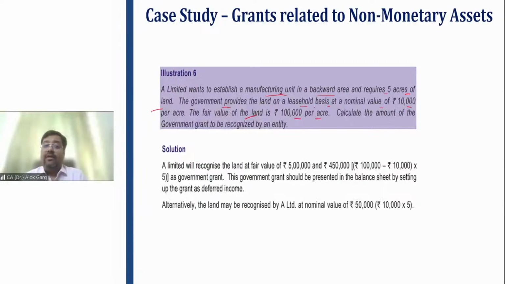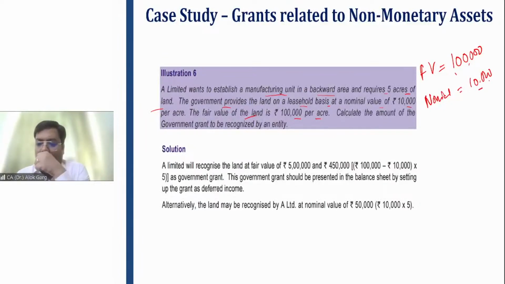So the company wants to establish a manufacturing unit in a backward area, and they need 5 acres of land. And the government is providing this land on a leasehold basis at a nominal value of 10,000 per acre. The fair value is 1 lakh per acre, and the government is charging nominal value of 10,000 rupees per acre. This means what benefit is the government giving? 90,000 rupees benefit the government is giving. Calculate the amount of the government grant to be recognized by the entity.